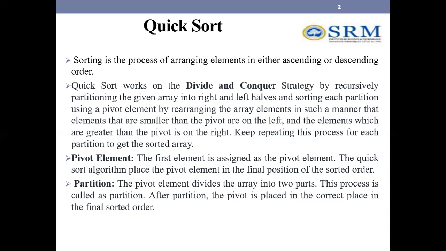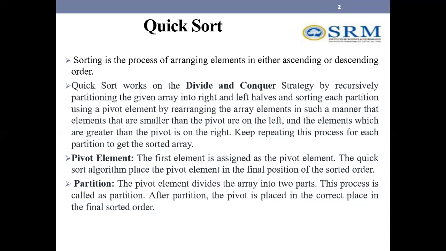And how to choose the pivot element? There are 4 methods for choosing the pivot element. In the array, the first element can be taken as the pivot element, or the last element can be taken as the pivot element, or random: randomly, we can choose any element as the pivot element, or the median of n elements can be taken as the pivot element. Here in this example, I am taking the first element of the array as the pivot element.